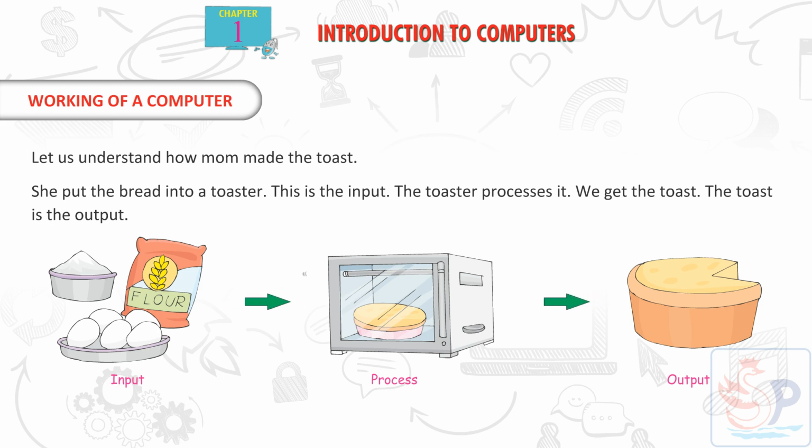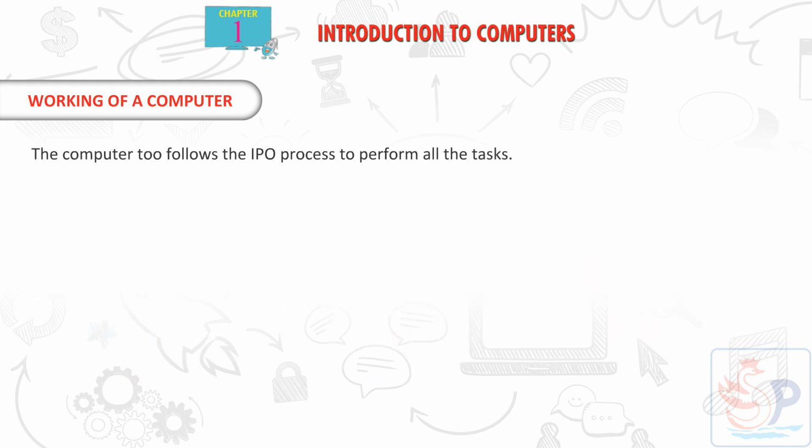This is the input. The toaster processes it. We get the toast. The toast is the output. The computer too follows the IPO process to perform all the tasks.